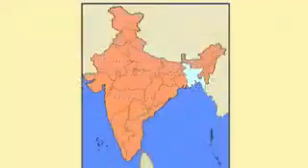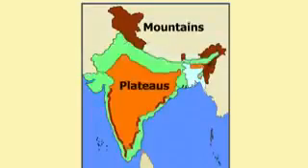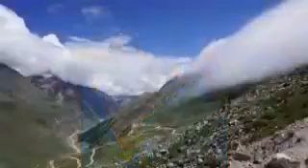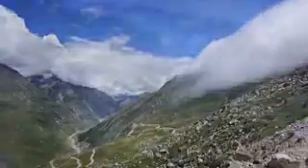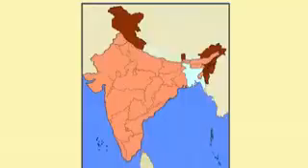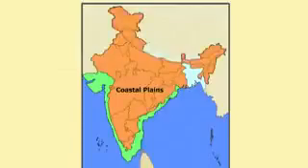Now, India is covered by different landforms. That is, India has mountains, plateaus, and plains. So, it results in differences in temperature. If I take up the Himalayas, the Himalayas have an average height of about 6,000 meters. On the other hand, if I take up coastal plains, the maximum elevation is about 30 meters.